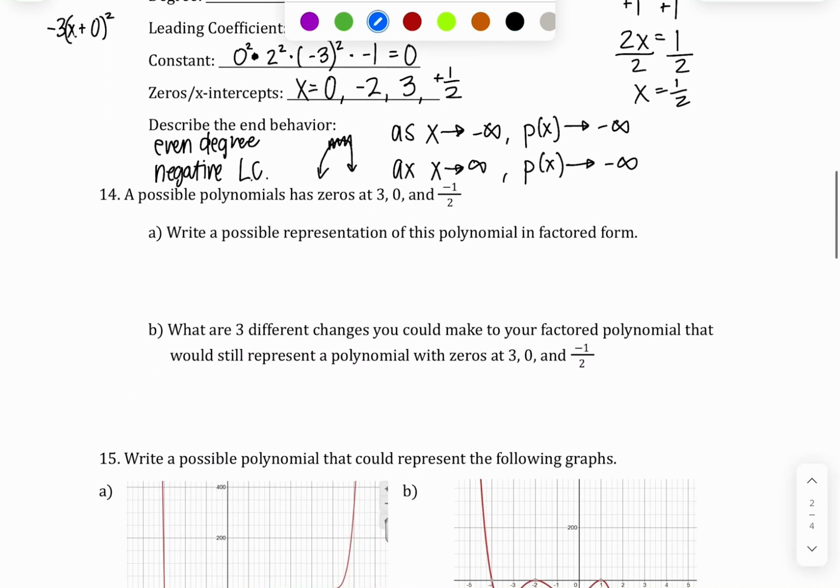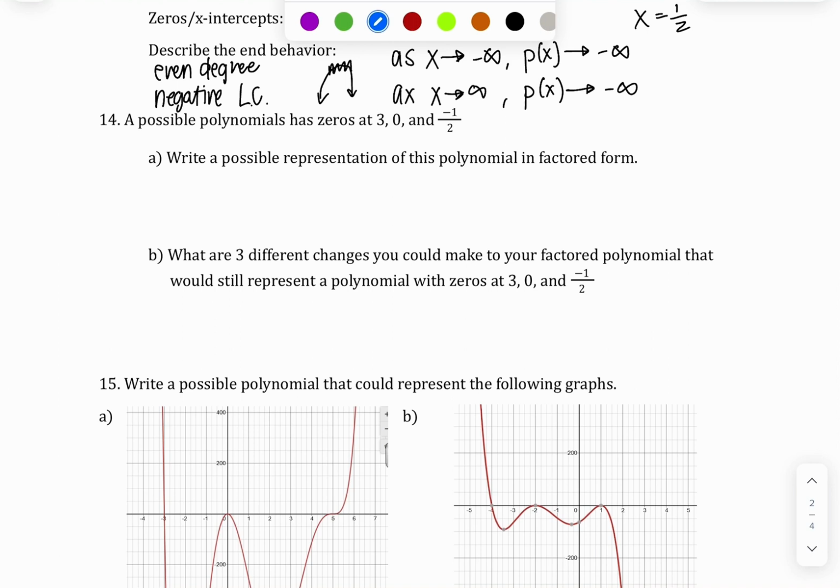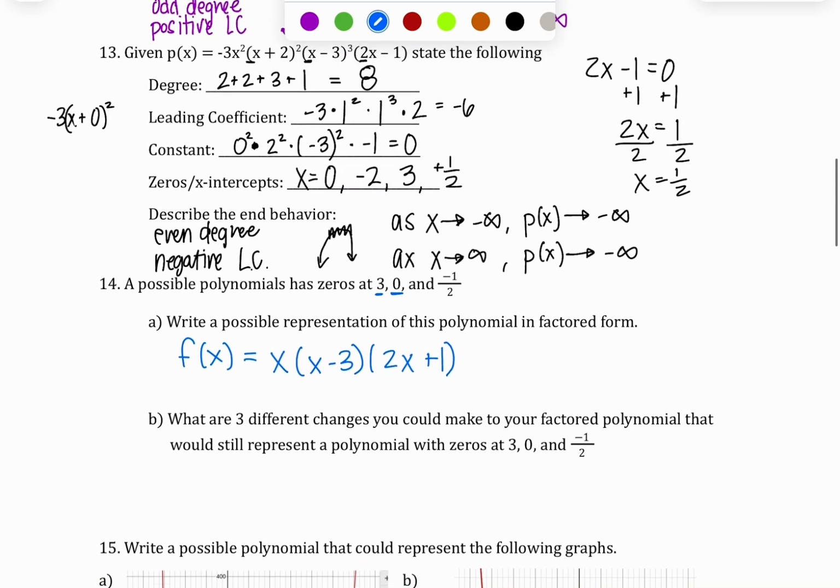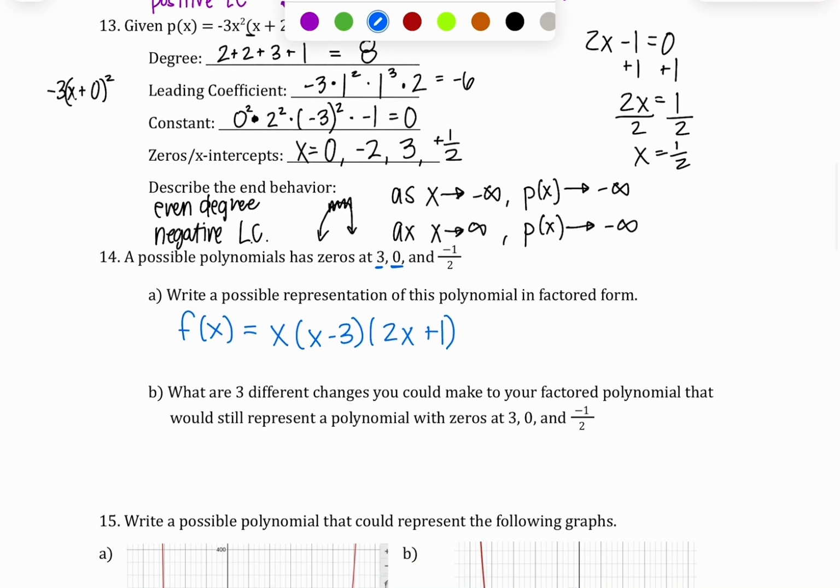On number 14, we have these 3 zeros. And to write a possible factored form representation, I'm just going to go with what might be the simplest one, which would be x for that 0, x minus 3 for the positive 3, and then 2x plus 1, which is kind of like how we saw earlier, but just a plus 1.